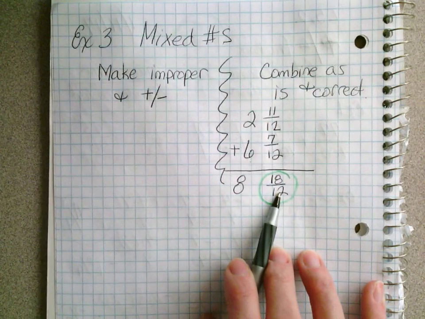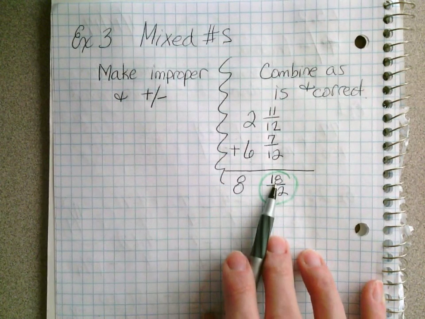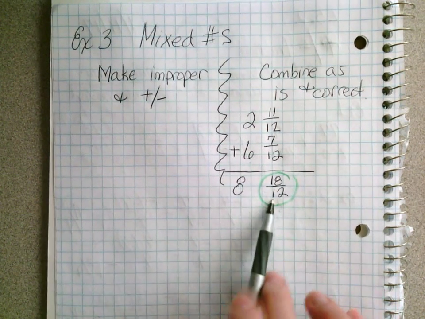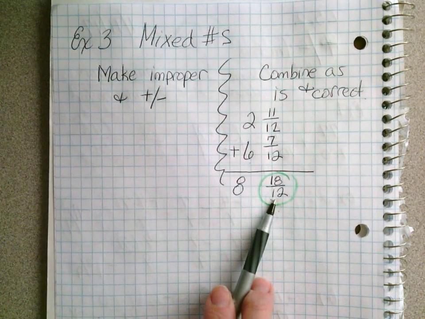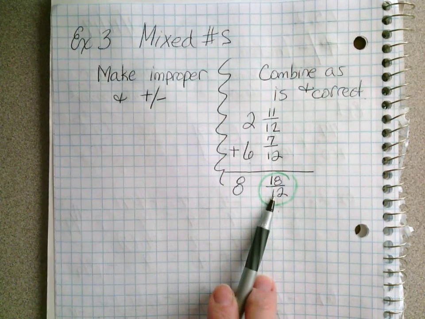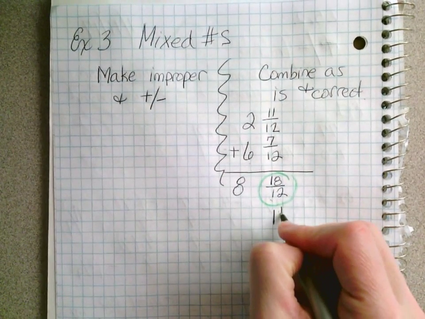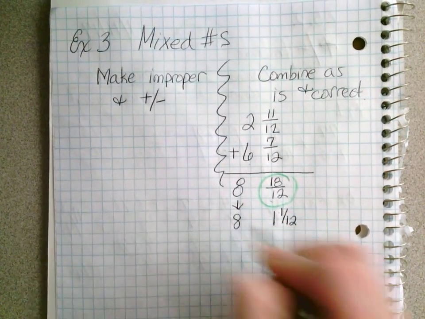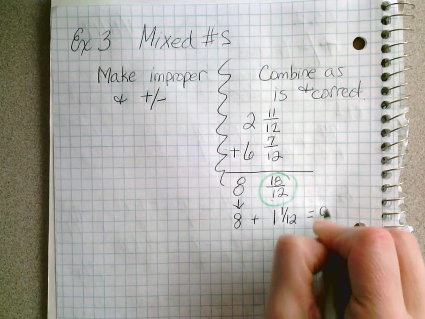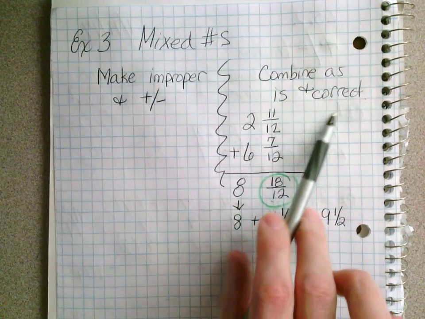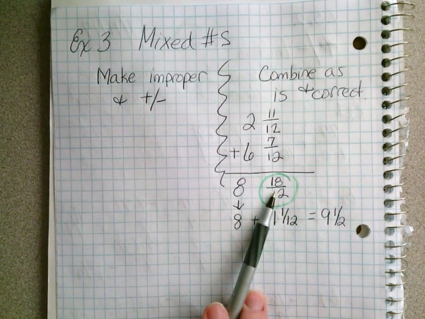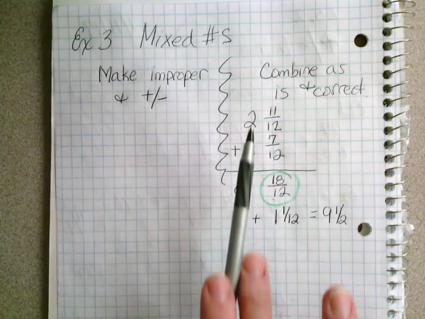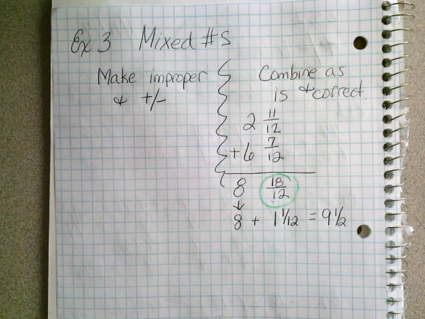What would this be as a mixed number? Go ahead, Jewel. 9.5. Well, what would this portion be? You're right, but what would this portion be? 1.5. She's right. 1 6/12, which is 1.5. She added the 8 to it and came up with 9.5. So when I say correct it, that means fix any improper stuff, combine it with the lingering whole number that was laying there waiting for you.